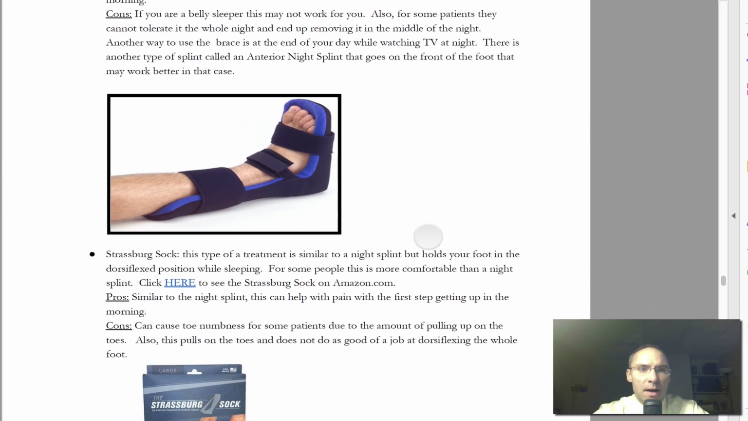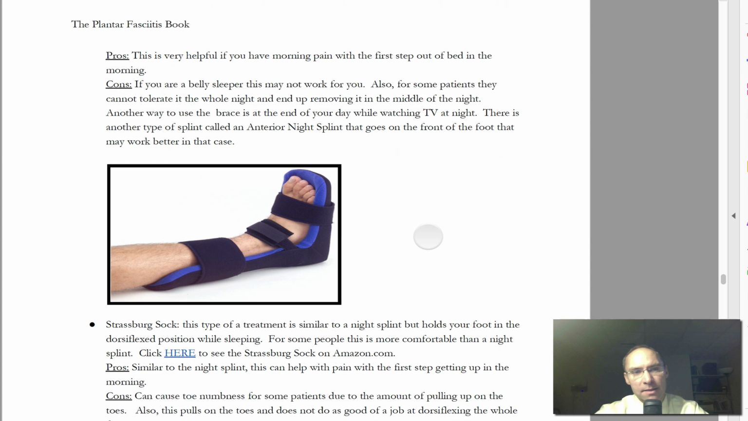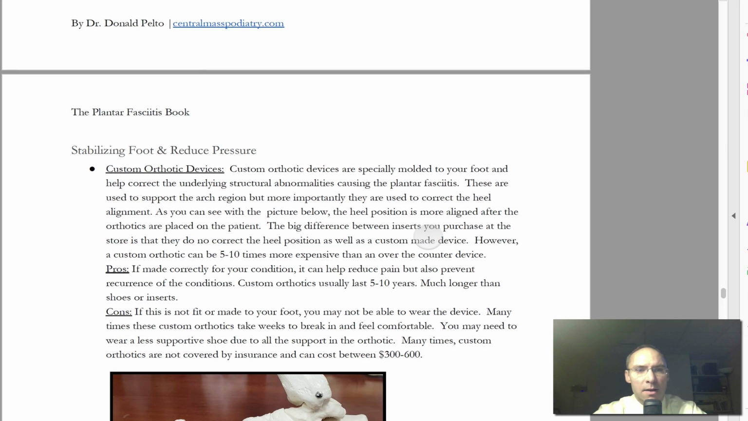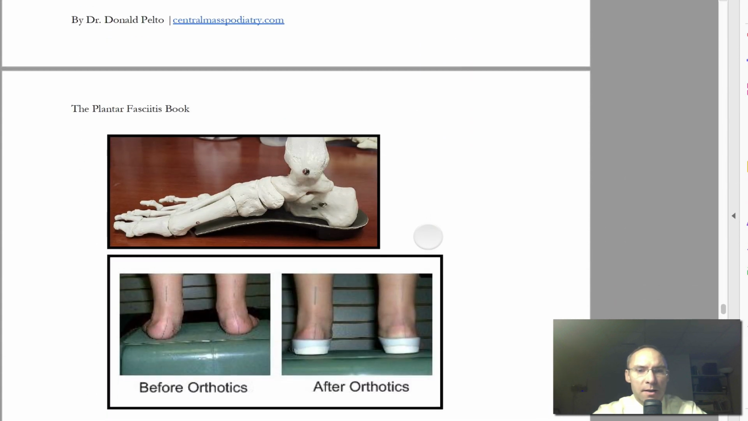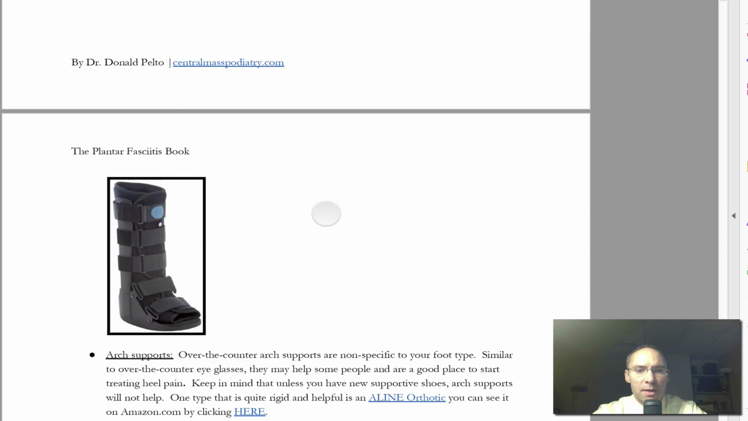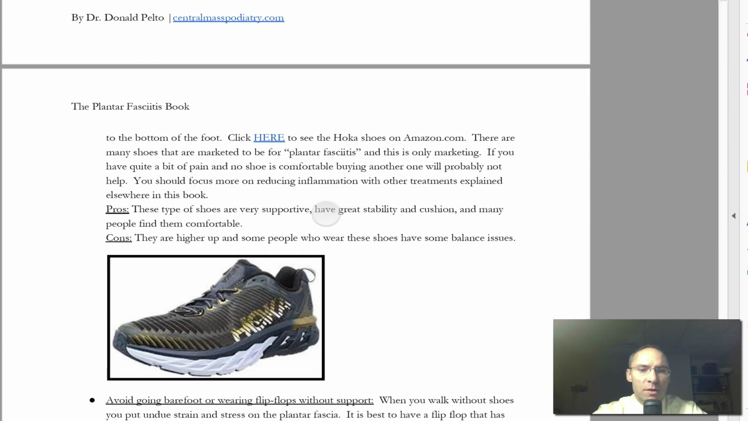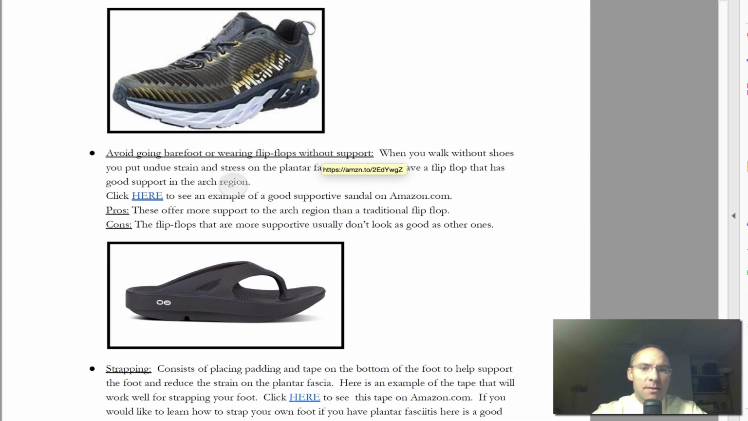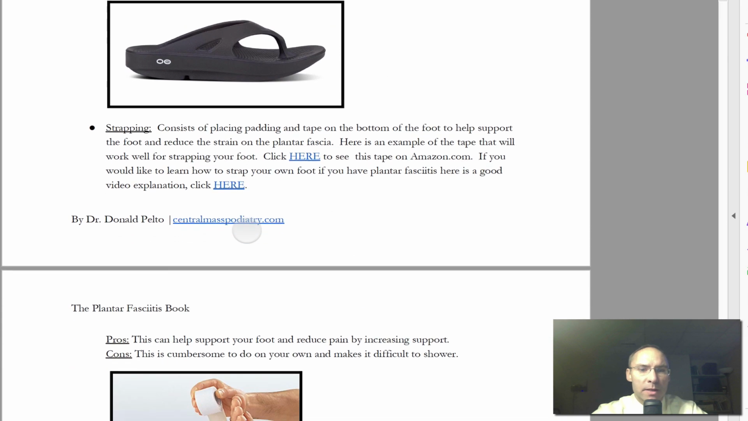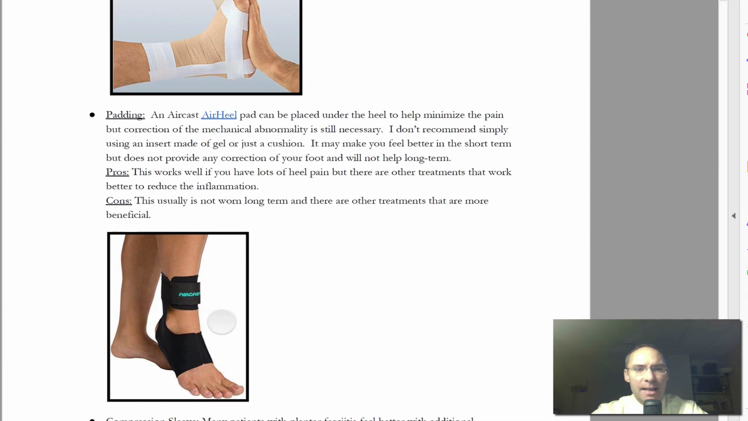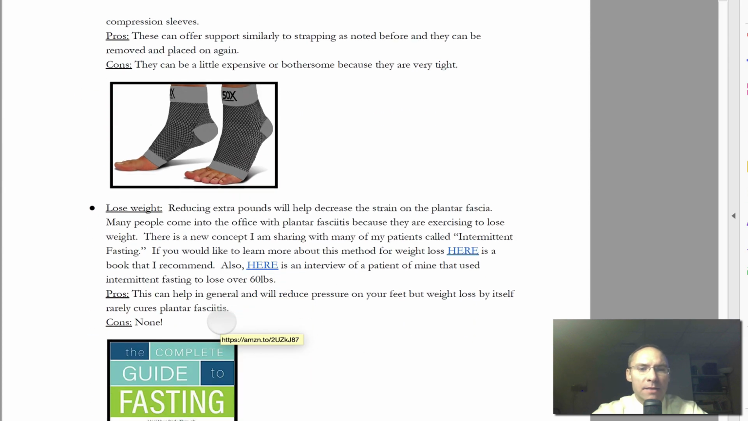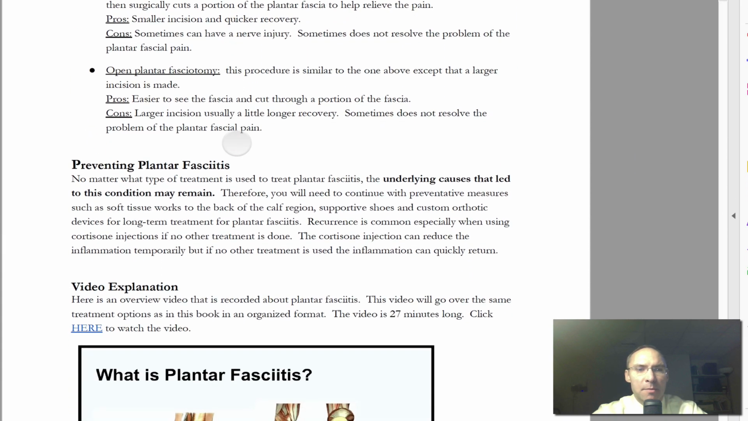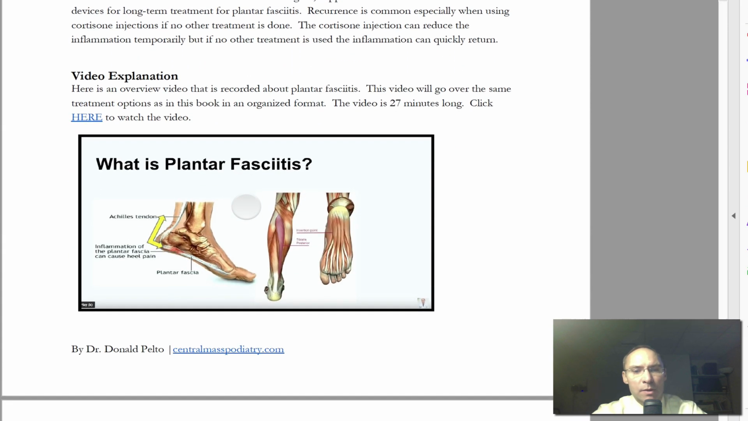It has the same for the trigger point tools, for the stick, and some stretching exercises with some explanations as well. And then some of these other ones that I did talk about are less effective, but I put them in order of effectiveness, with different pros and cons for the Strasbourg sock, stabilizing the foot with orthotics, kind of showing how orthotics work with support in the foot, walking boot, or the over-the-counter inserts, some good shoes that I recommend. What are some good shoes? Some examples, some flip-flops that have more support, some different ways to strap your foot, different paddings that you may consider, compression sleeve, losing weight, what I'm recommending to my patients, some surgical options that might be there, and preventing, with a video explanation once again that I talked about.